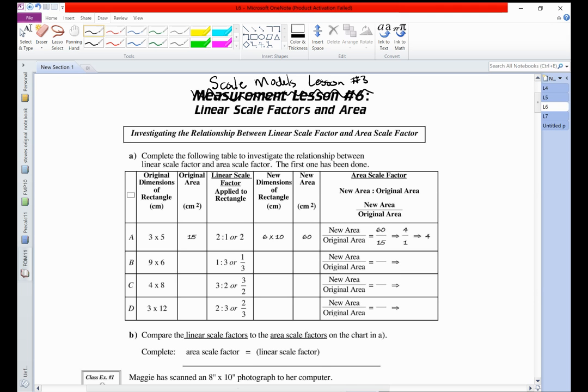Lesson number 3. We have been looking a lot at linear scale factors, and we even looked at perimeter scale factors. Basically, a linear scale factor applies to any linear measurement. A width or a length is a linear measurement because it's one dimension. Perimeter, we looked at the radius of a circle, even the diameter.